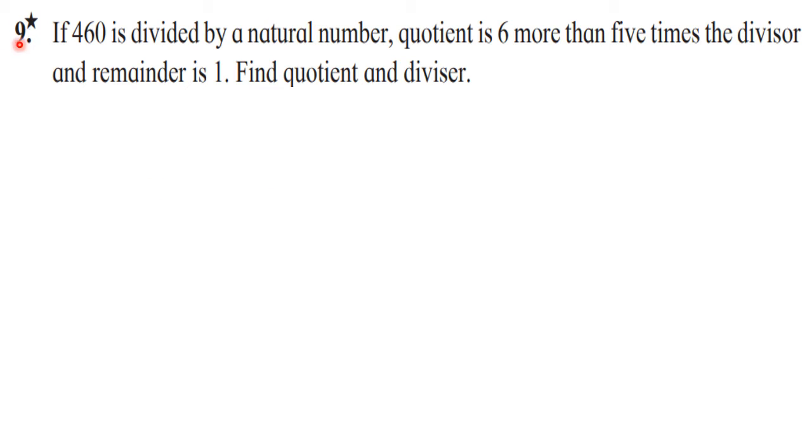Question number 9, again a star mark question, again an important question. If 460 is divided by a natural number, the quotient is 6 more than 5 times the divisor and the remainder is 1. Find the quotient and divisor. Here also we have to find two things, quotient and divisor.